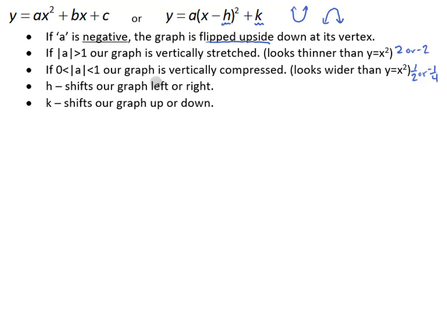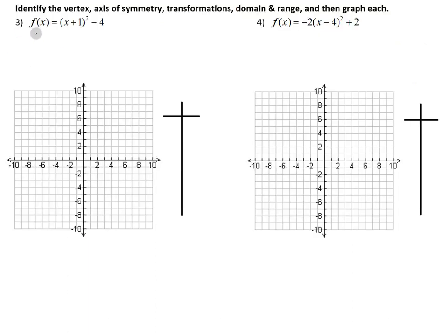If A is between 0 and 1, we get a vertical compression, which makes it look a little wider. H will shift my graph left or right, and K will shift my graph up or down. All right, well, let's do some examples. Identify the vertex, axis of symmetry, transformations, domain and range, and then graph each.